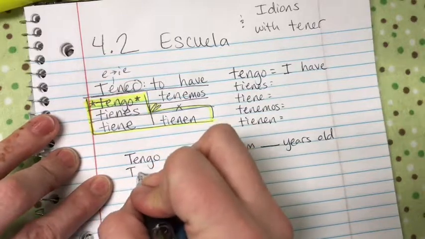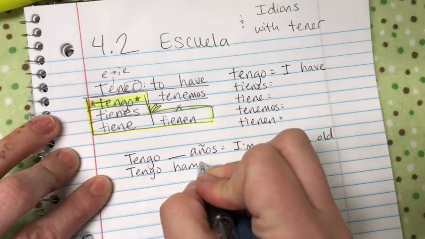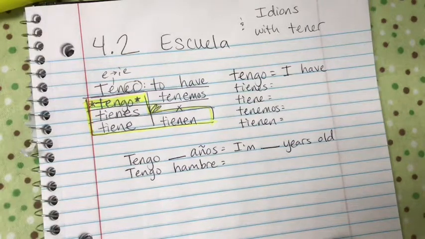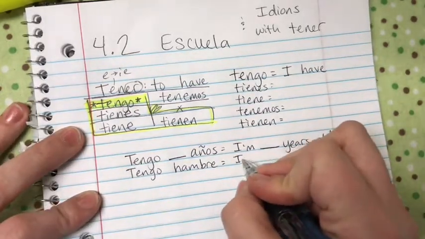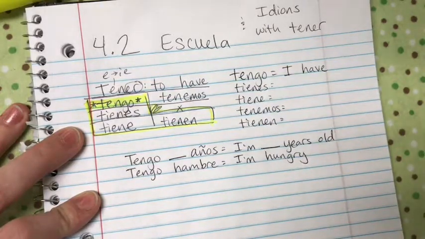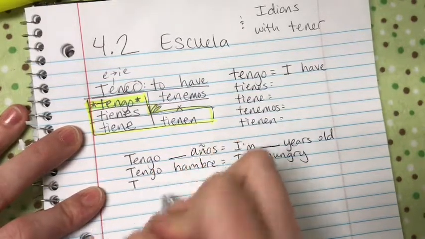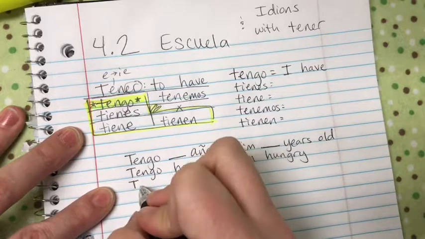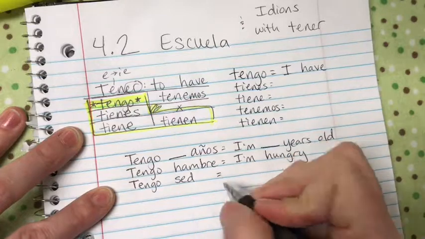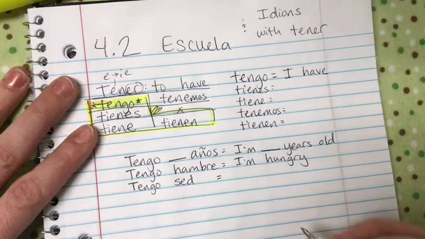Adding on to that, we have tengo hambre. It's right before lunch, and yo tengo hambre. I don't just have hunger. It's not just that tengo hambre. También tengo sed. ¿Qué es tengo sed? ¿Qué puede ser?